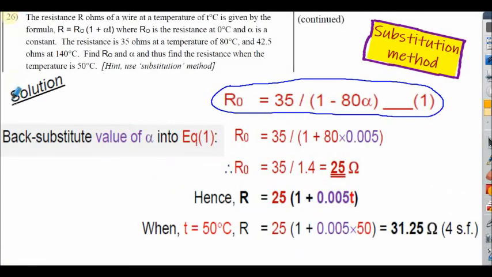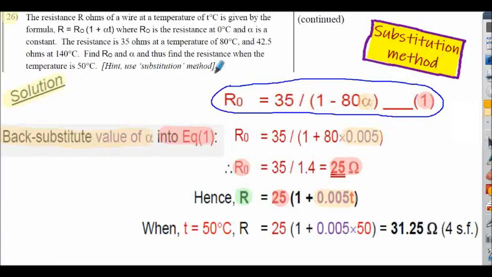Question 26, solution continued. Just repeated equation 1 for convenience. So now we back substitute the value of alpha into equation 1. So here's the value of alpha calculated on the previous slide. And evaluating, R0 is 25 ohms. So now we have the full equation. R is equal to 25 multiplied by 1 plus alpha t, which is 1 plus 0.005 t.